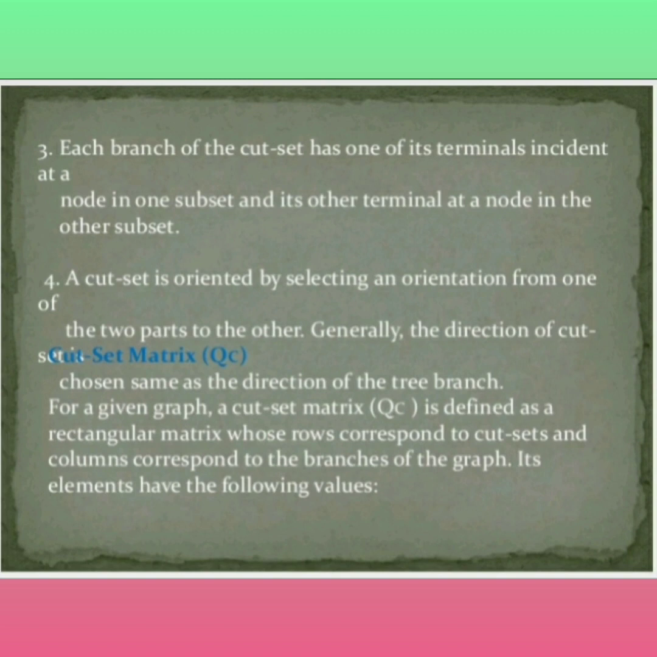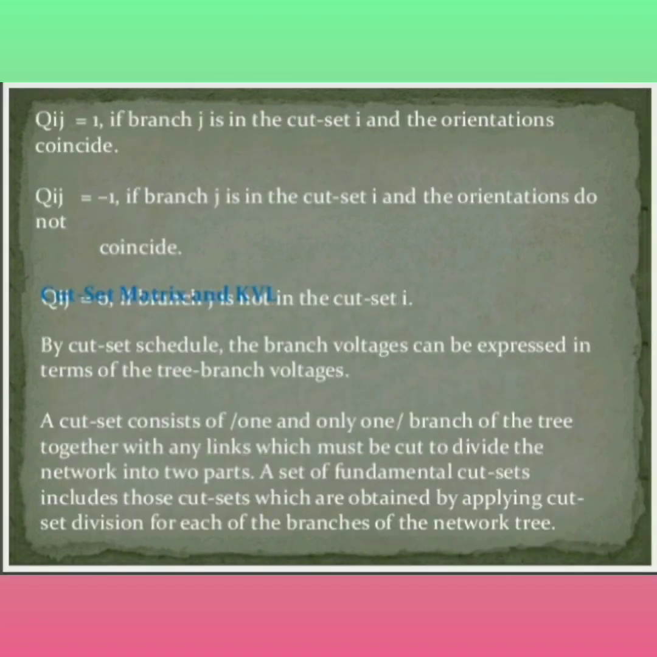A cut set matrix Qc is defined as the rectangular matrix whose rows correspond to the cut sets and columns correspond to the branches of the graph. Its elements have the following values. Qij is equal to 1 if branch j is in the cut set i and the orientations are consistent. Qij is equal to -1 if branch j is in the cut set i and the orientations are not consistent.